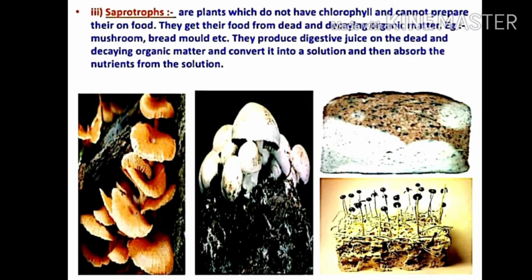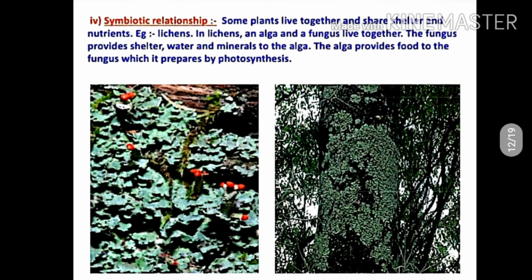They get their food from dead and decaying organic matter, for example mushroom and bread mold. What they do is produce their digestive juices on the dead and decaying organic matter, convert it into a solution, and then absorb the nutrients from the solution. Or you can say that saprotrophs are those organisms which obtain their nutrition from others in the form of a solution.